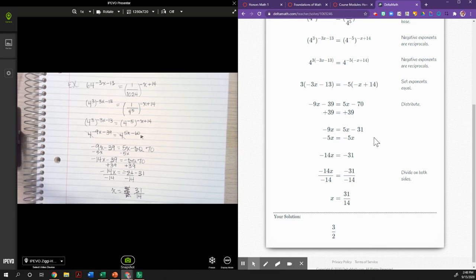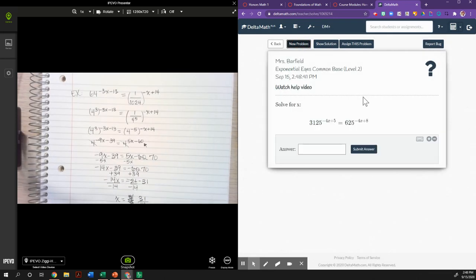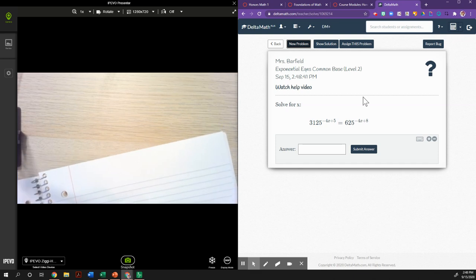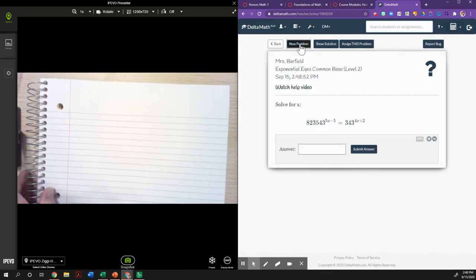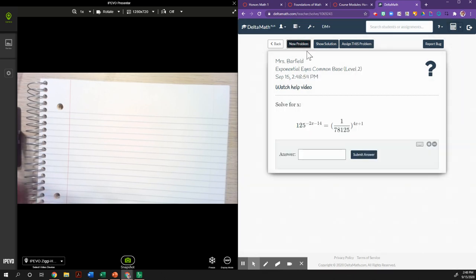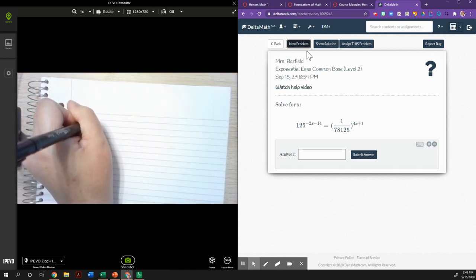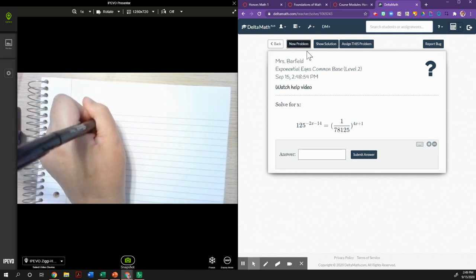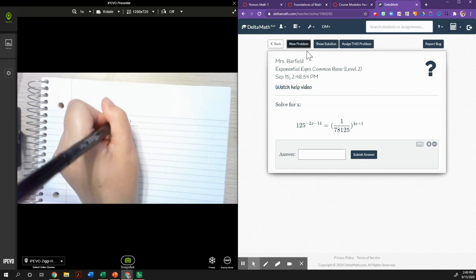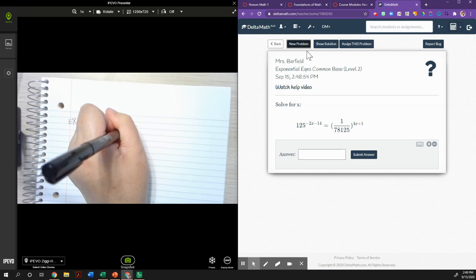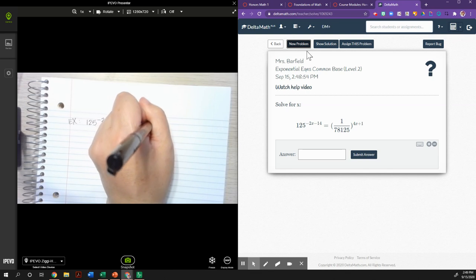Let's try another example. I've got 3,125 and I've got 625. Let's find one with another fraction in it. There we go. 125 to the negative 2x minus 14 equals 1 over 78,125 to the 4x plus 1.